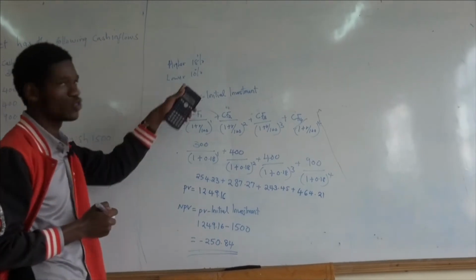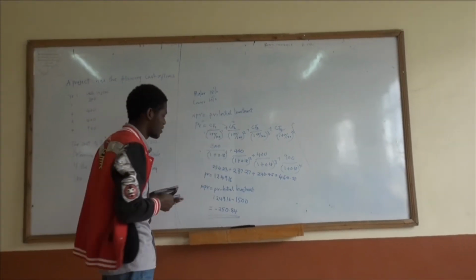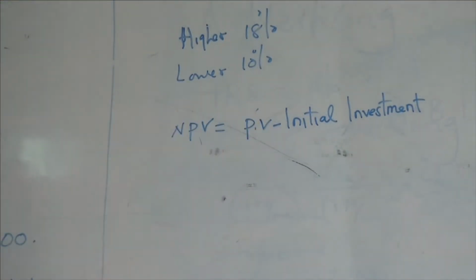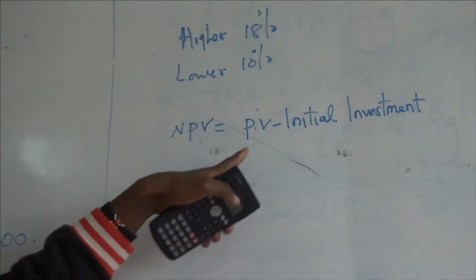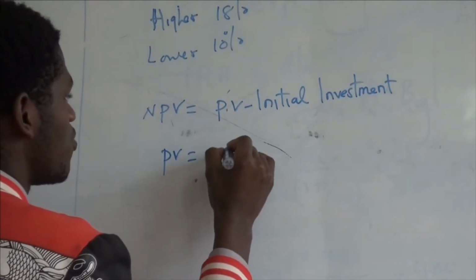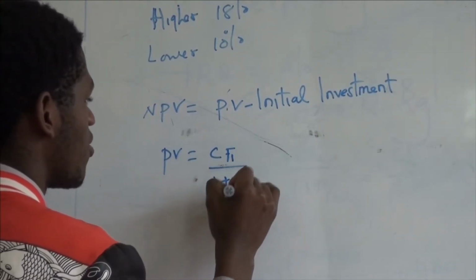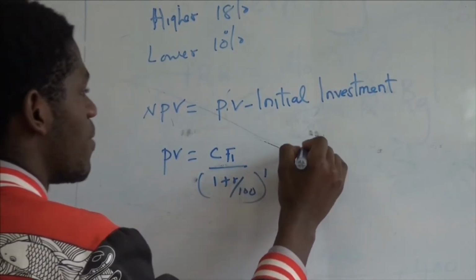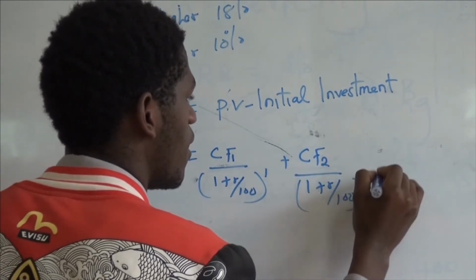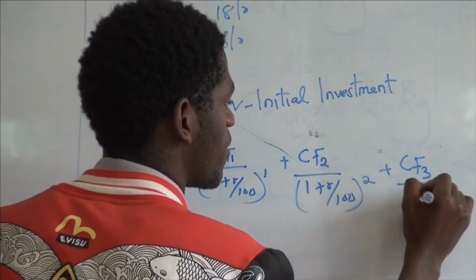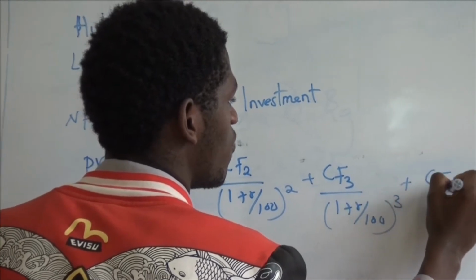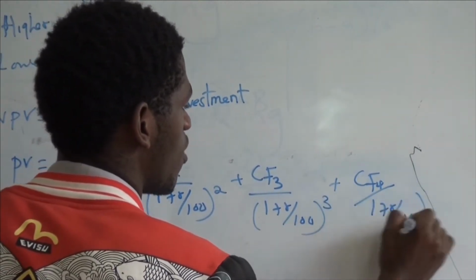We'll do the same for NPV of lower rate. So ladies and gentlemen, let us calculate the net present value of lower rate. So NPV is equal to PV minus initial investment. To get PV, I said it is equal to cash inflow of year 1 over 1 plus R over 100 raised to power 1, plus cash inflow of year 2 over 1 plus R over 100 raised to power 2, plus cash inflow of year 3 over 1 plus R over 100 raised to power 3, plus cash inflow of year 4 over 1 plus R over 100 raised to power 4.